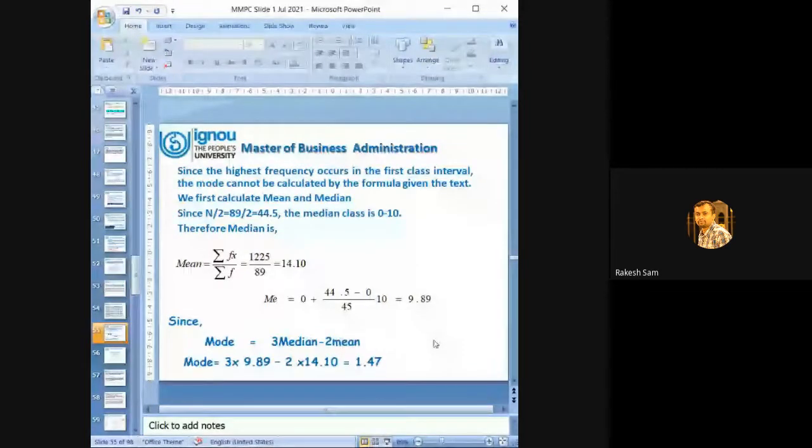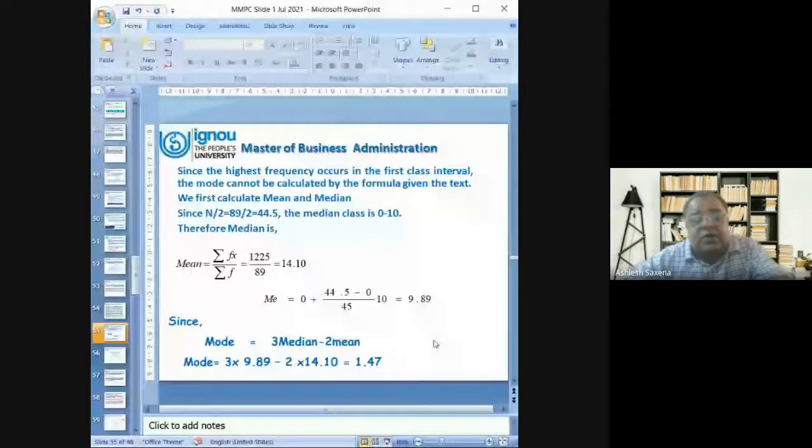You can see the answer over here. L is 0. n/2 is 44.5.